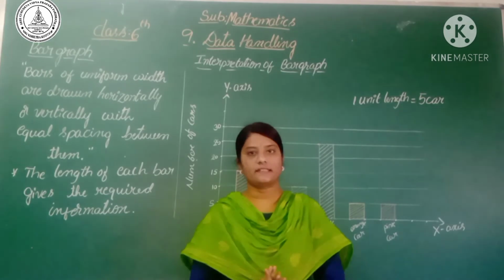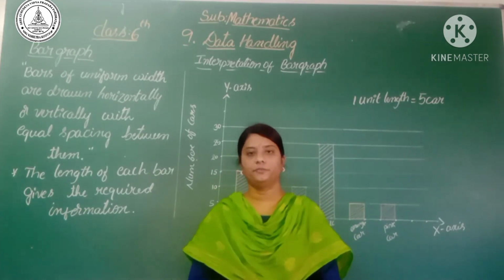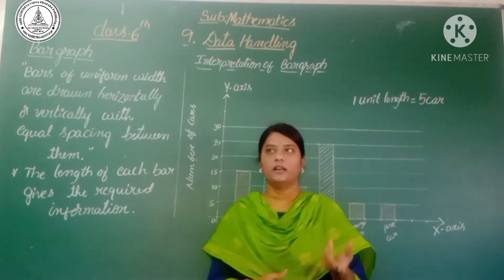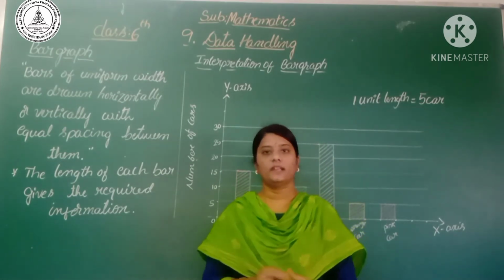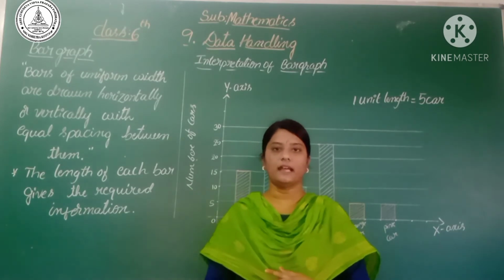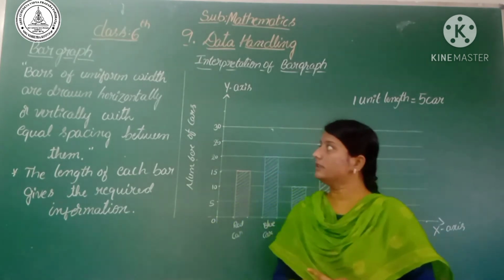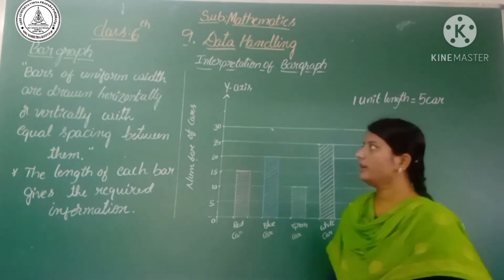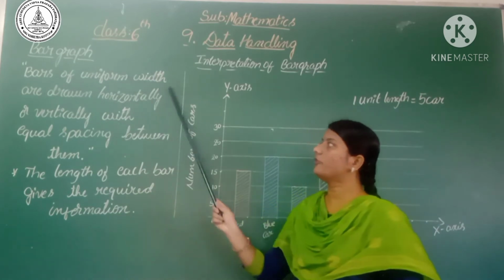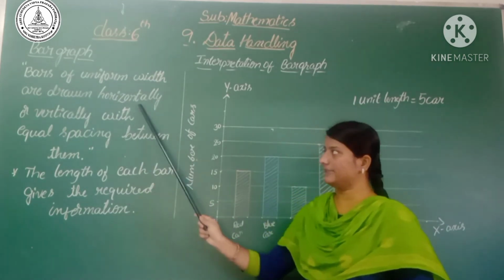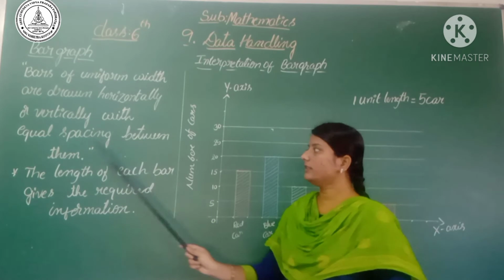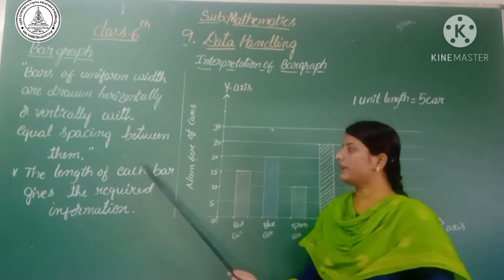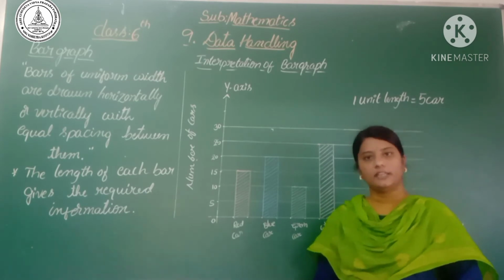So representing data by pictograph is not only time-consuming but at times difficult too, right? So let's see the other way of representing the data. Yes, the other way is the bar graph. What is this bar graph? It is bars of uniform width drawn horizontally or vertically with equal spacing between them. The length of each bar gives the required information.